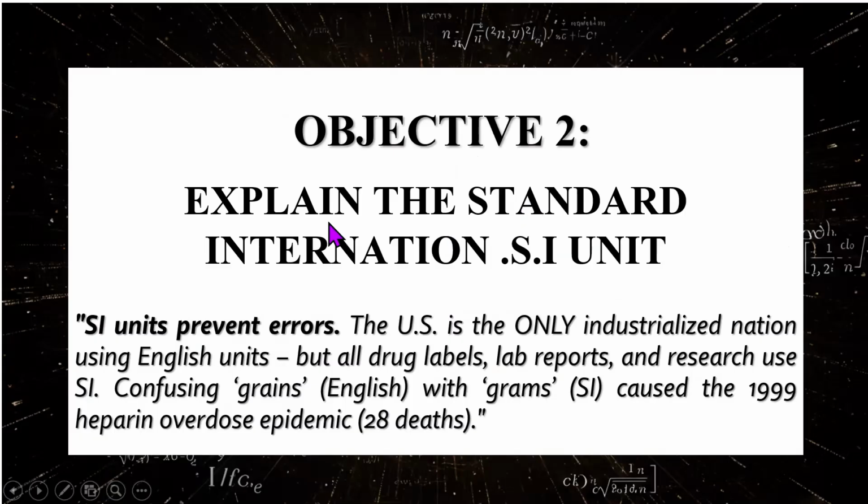Objective 2. Explain the standard international unit. You want to understand SI unit. SI unit prevents errors. The US is the only industrialized nation using English units, but all drug labels, lab reports, and research use SI. Confusing grains, which is English, with grams, which is the SI unit, caused the 1999 heparin overdose epidemic, leading to 28 deaths. In 1999, 28 people died as a result of confusing grains for grams. So this is very serious.